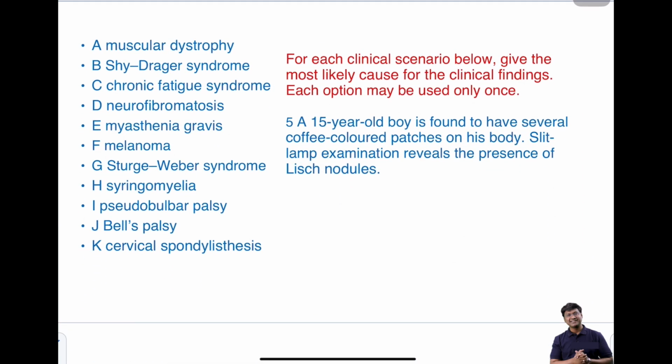And the last clinical scenario: a 15-year-old boy is found to have several coffee-colored patches on his body. Slit lamp examination reveals the presence of Lisch nodules. So, seen in a child, coffee-colored patches, Lisch nodules. What is this suggestive of? This is suggestive of a neurocutaneous syndrome. And what is that particular neurocutaneous syndrome? It is nothing but neurofibromatosis type 1.